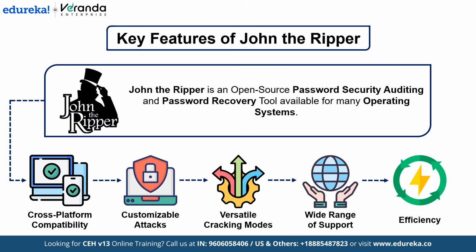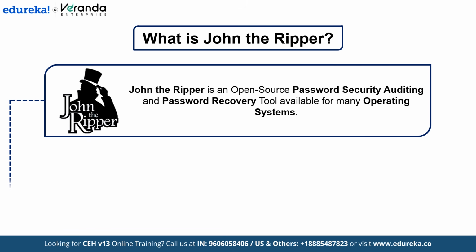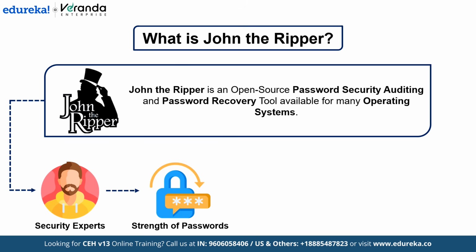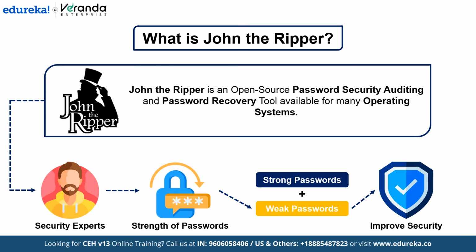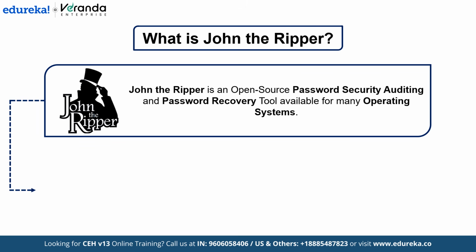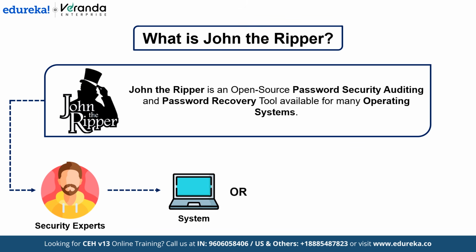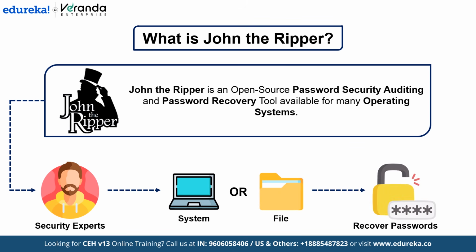Now, when it comes to cybersecurity applications, John the Ripper shines in both offensive and defensive roles. Offensive security experts use John to assess the strength of passwords during penetration testing and security audits. By identifying weak passwords, they help organizations improve their security posture and enforce better password policies. On the other hand, John can also help recover forgotten passwords. If someone has lost access to a system or file, John can help crack the password and restore access. So, whether you're conducting a security audit or recovering lost credentials, John the Ripper is a critical tool in cybersecurity.